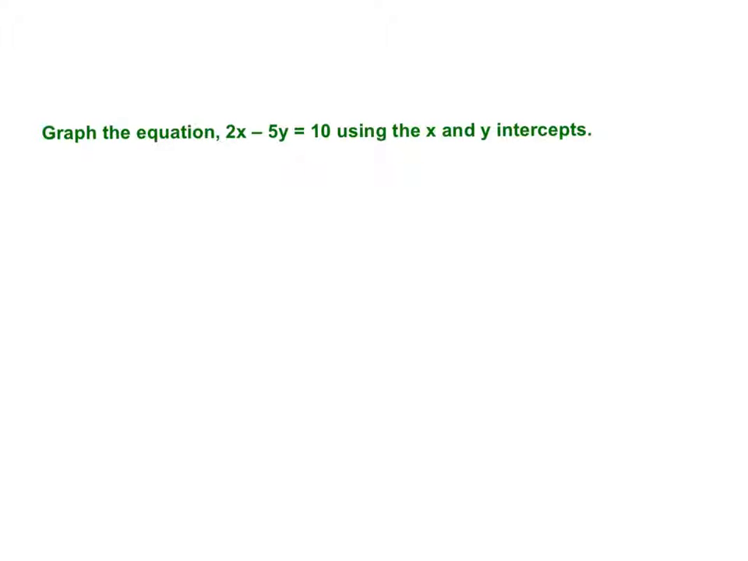Now here's how I like to set these problems up. I like to create a table of values. I'm going to start with the x-intercept, and that means y equals 0. So how do I figure out what the x value is that goes with it? How do I find this x value?